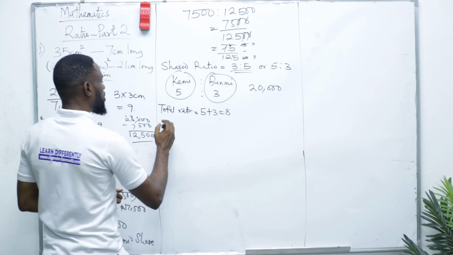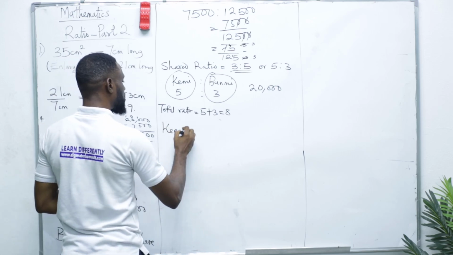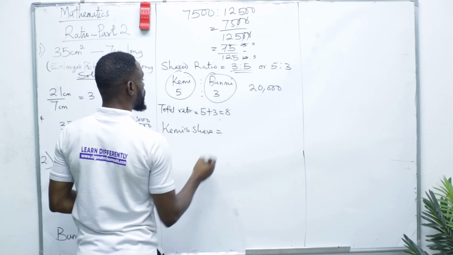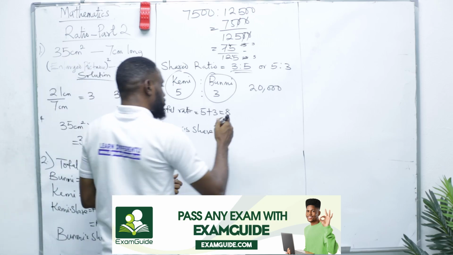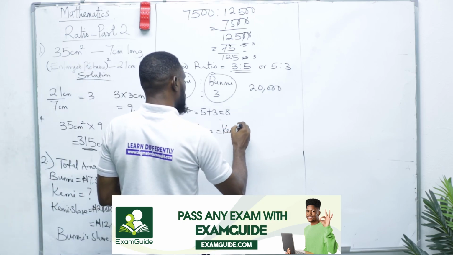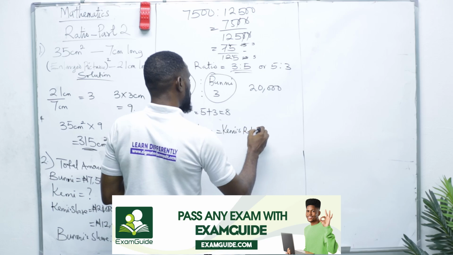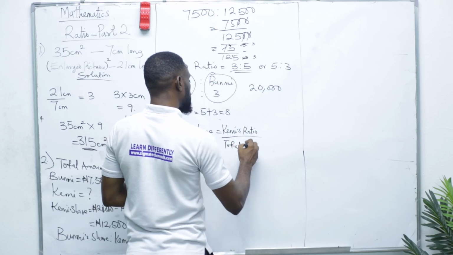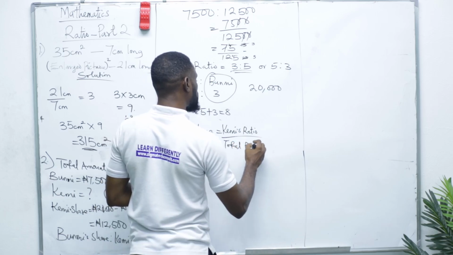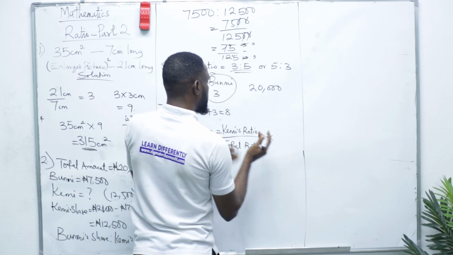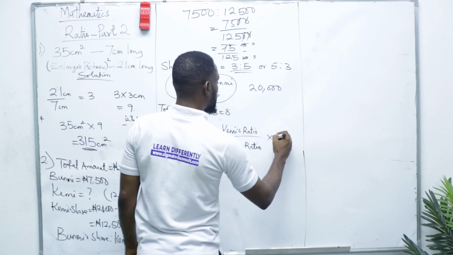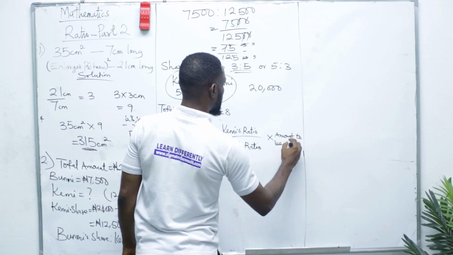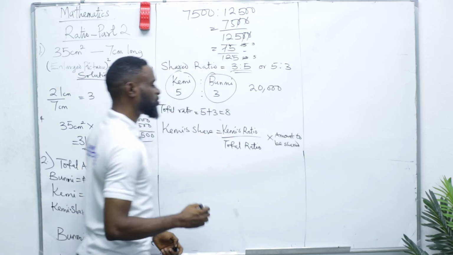Now, if we want to get Kemi's share, let's start with Kemi's share. Kemi's share will be Kemi's ratio, just follow me, divided by the total ratio, that is the ratio of the two added together, multiplied by the amount to be shared. Amount to be shared. You get that now?